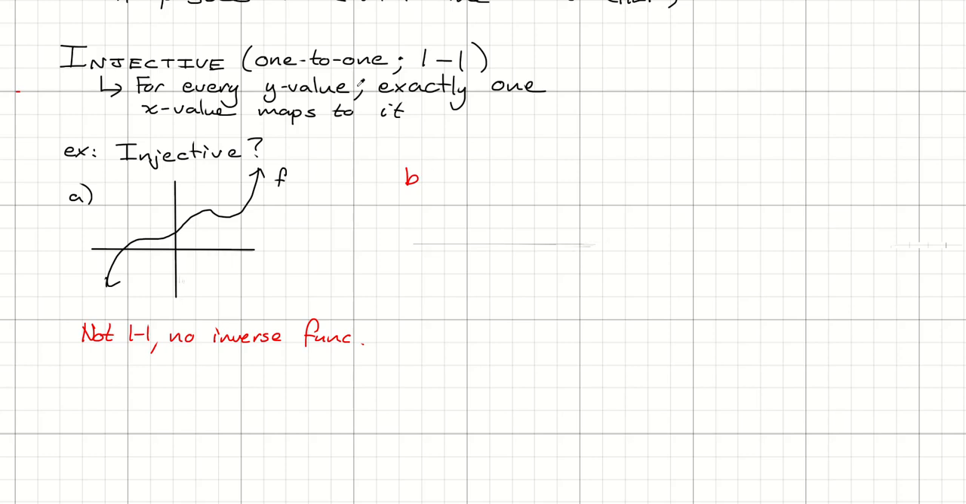You may restrict the domain to make it injective, or in other words, to make its inverse exist as a function. So one more, I'm going to challenge you guys. Draw me a bendy curve, not a line, that is injective. Draw me an injective curve of some sort.